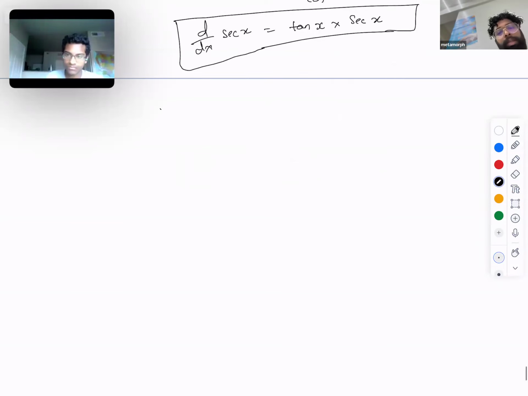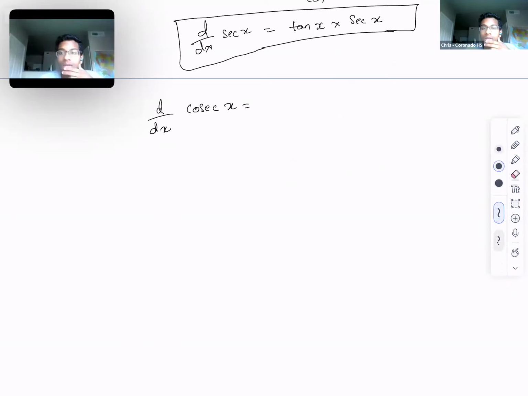Next, d by dx of cosec x. You think you can do this? You tell me and I'll write that down. You help me prove this. So that'll just be 1 by sine x. Then from that, we go already to the 1 by sine x. Okay, so what do I write down? You just dictate it, I'll write it down.